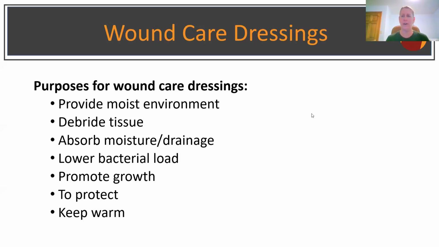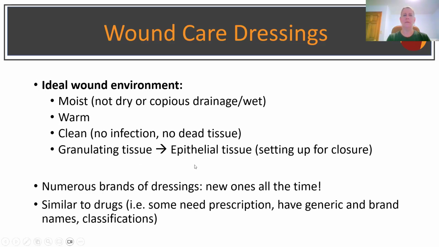It's not going anywhere. So sometimes I want a dressing to promote growth. Somebody said protect. Yeah, sometimes all we want to do is protect it and let the body do its own thing and let it heal, okay? Keeping it warm, yes. For a wound to heal, we need to keep it warm. Okay, so let's move on. Good job. So the ideal wound environment will be a wound bed that is moist, not dry, but also not super wet with tons of drainage. Warm, clean, no infection, no dead tissue. And then the wound can have granulating tissue and the epithelial cells can come in to close it, okay?